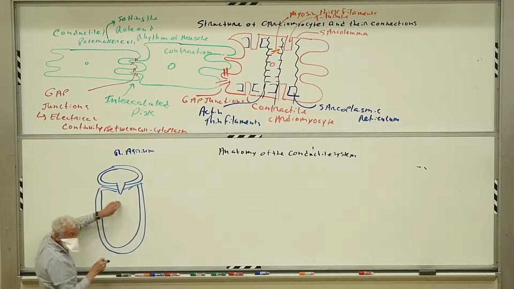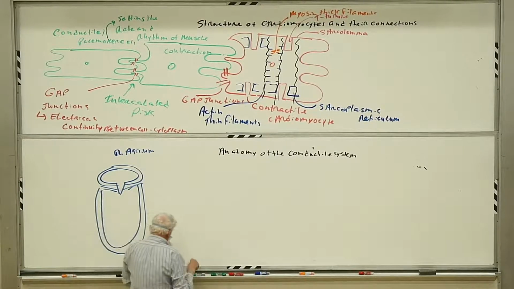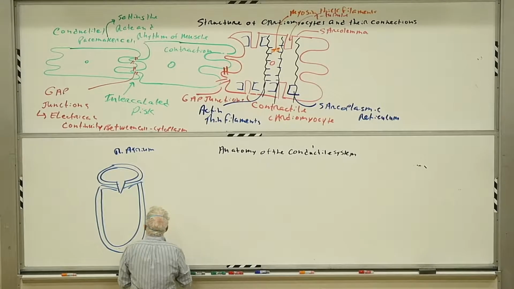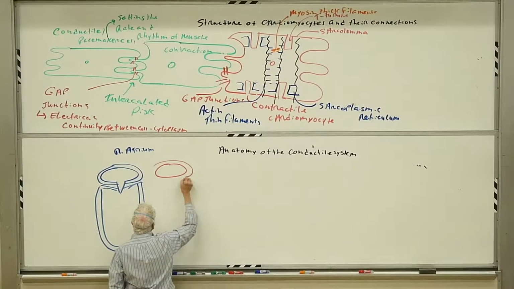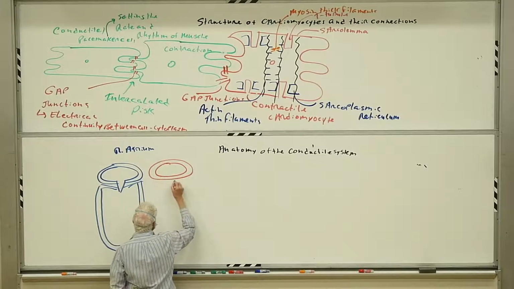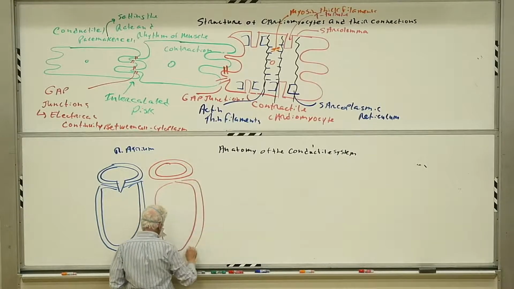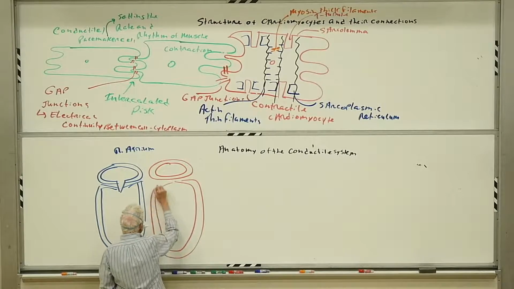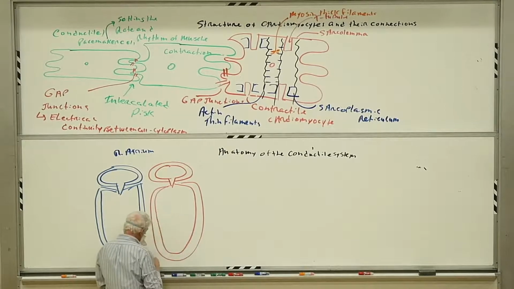Now, if you were looking at the surface, you wouldn't see those valves, and we really want to be thinking about the surface. Over here is the left atrium, the left ventricle, and the valve in between. But of course, we wouldn't see this if we were looking at the outside.